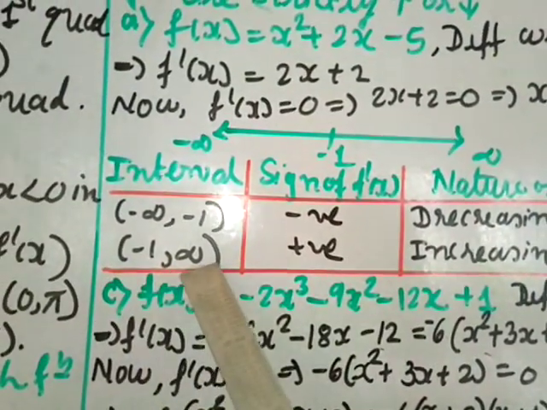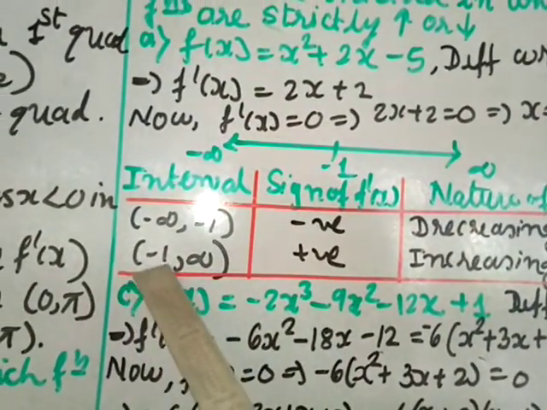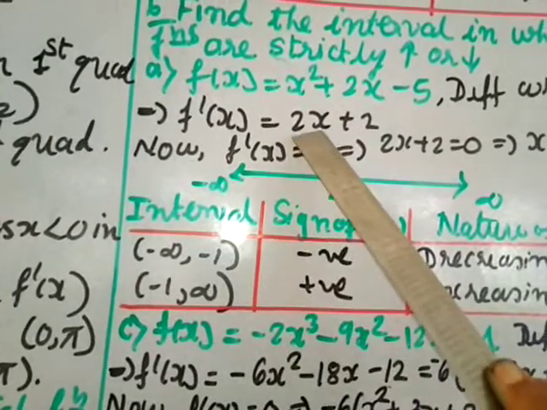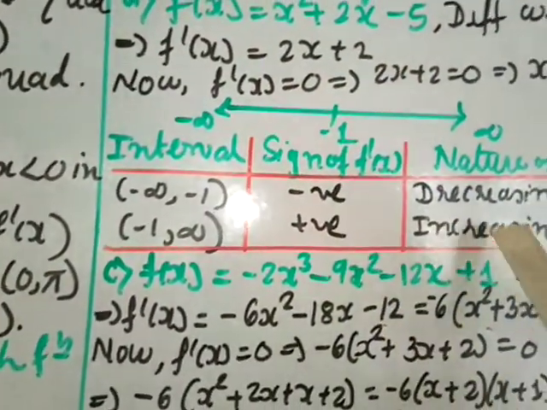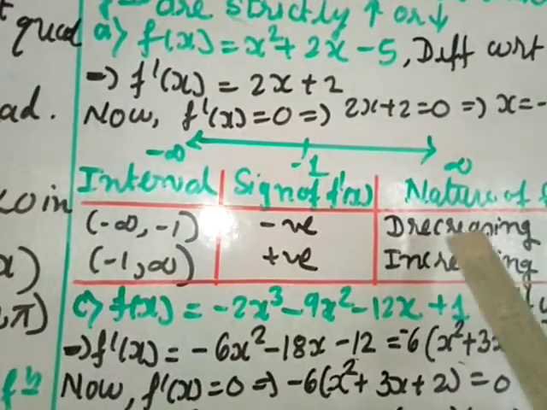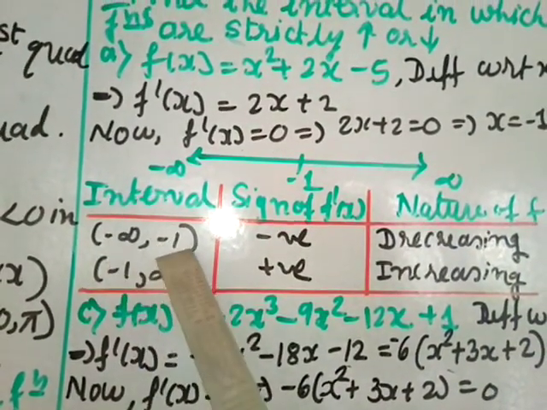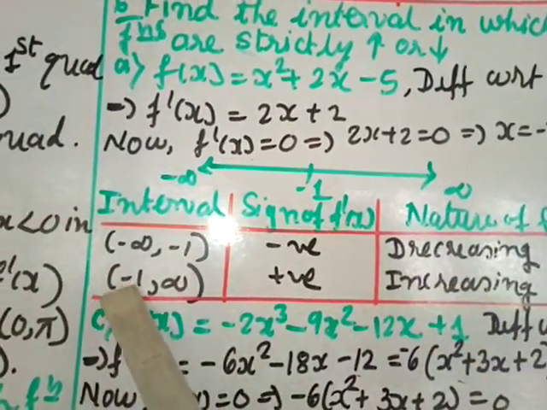Then for minus 1 to infinity, you take any number. Let us take 0 in this interval. So I put 0: 2 into 0 is 0, plus 2, a positive answer. That means it is an increasing function. So the function is decreasing in minus infinity to minus 1 and increasing in minus 1 to infinity.